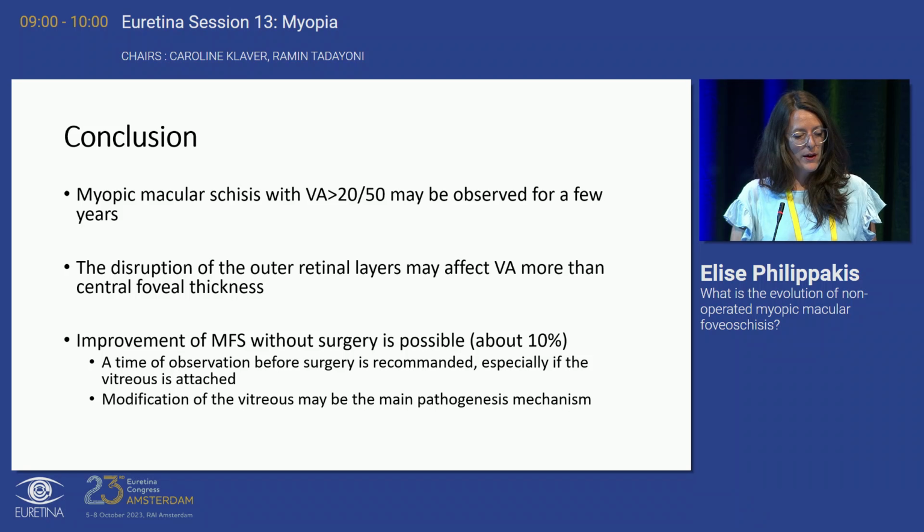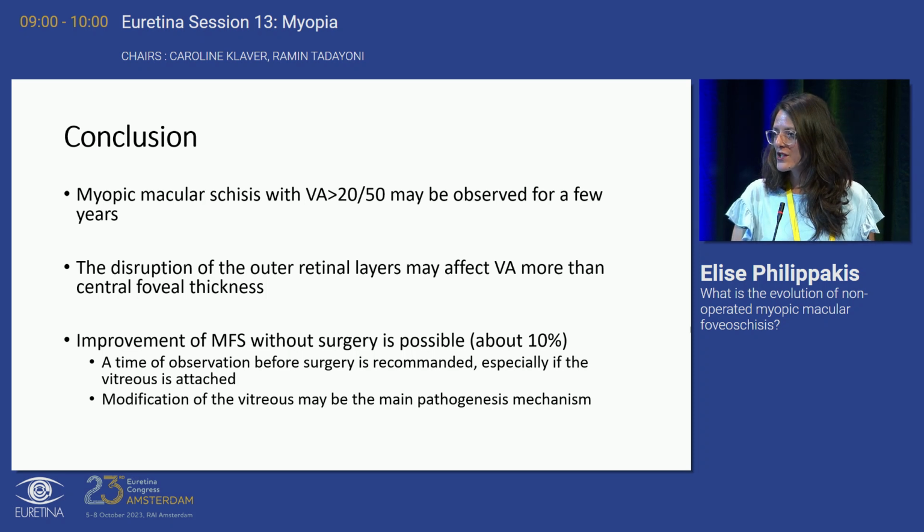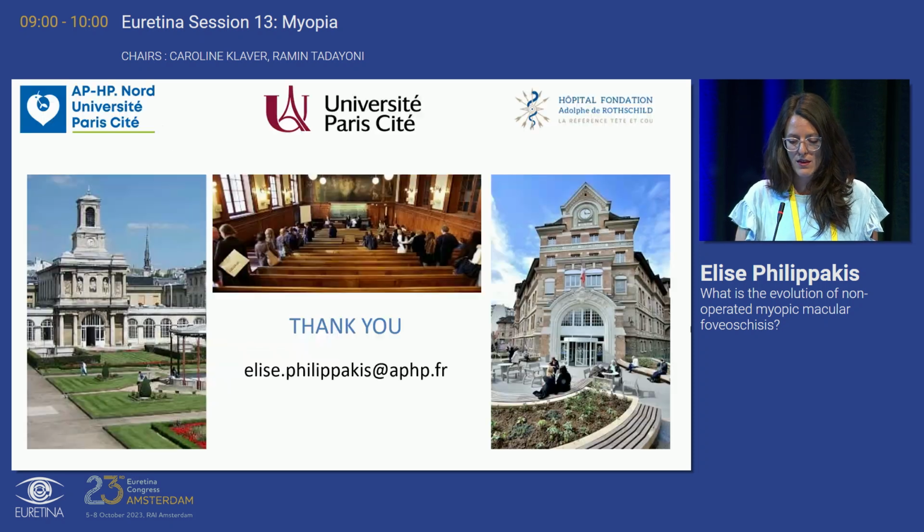So in conclusion, myopic macular schisis with a visual acuity over 20/50 may be observed for a few years, and the disruption of the outer retinal layers may affect visual acuity more than the thickness. We also know that improvement of macular schisis without surgery is possible in about 10% of cases, and I think we should consider a time of observation before surgery is recommended, especially if you see a vitreous detachment. Modification of the vitreous may be the main pathogenesis mechanism in these cases, and the modification of it may resolve the case. Thank you.